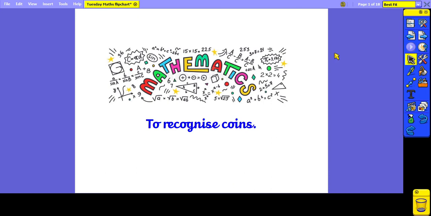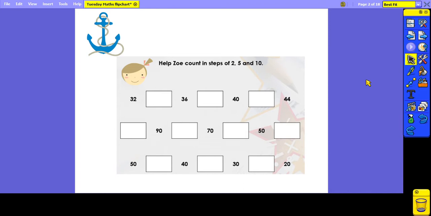Morning, Year 1. Today's maths lesson is all about recognising coins. So we're going to begin by anchoring our learning counting in steps of 2, 5 and 10.